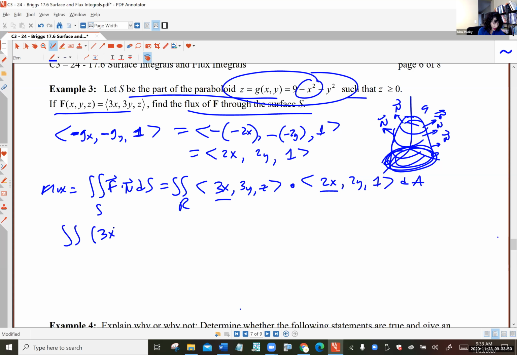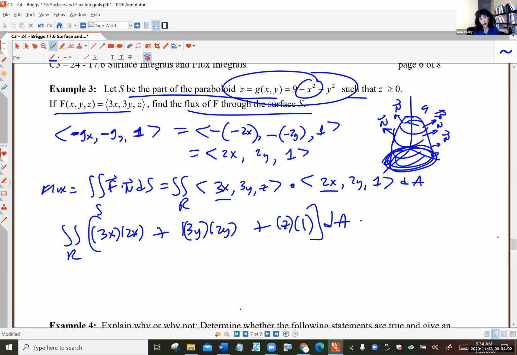So you're going to get 3x times 2x plus 3y times 2y plus z times 1, like this. And then dA. That's your area element, and you'll decide in a moment if you're going to stick to rectangular or should you go to polar. Now, when you're doing a double integral, are you allowed to have more than 2 variables? Yes or no? No. Well, do you see that we do in this one? Gotta replace it.